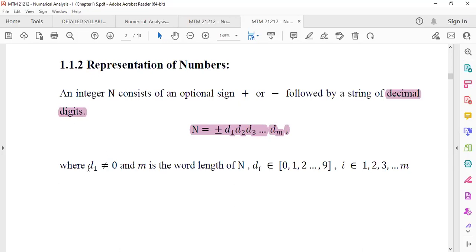So D1 not equal to 0. If D1 equals 0, we don't need to consider that. For example, if we have 0, 1, 2, 3, we will just write it as 123, because this leading 0 doesn't contribute anything.